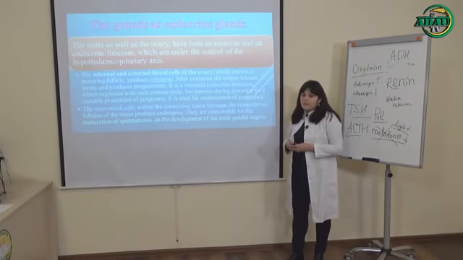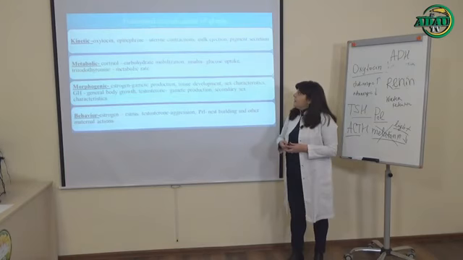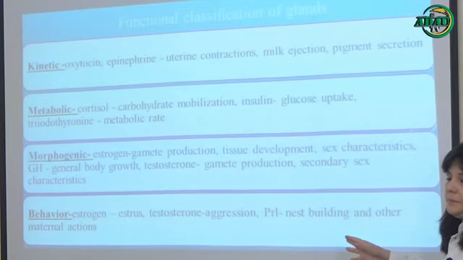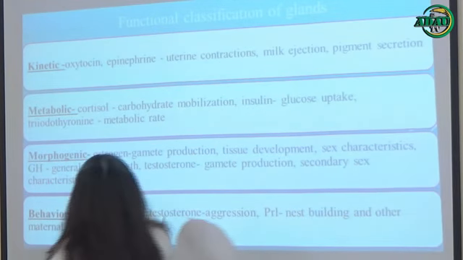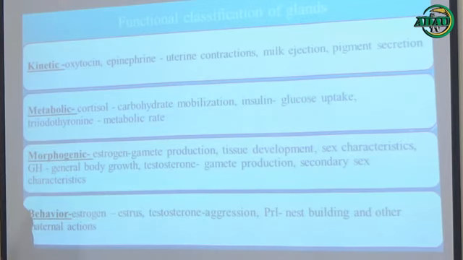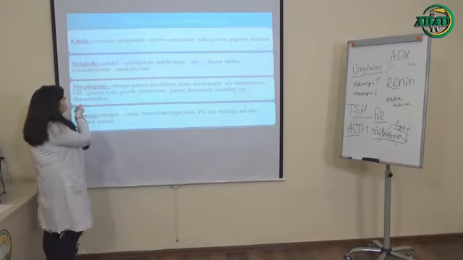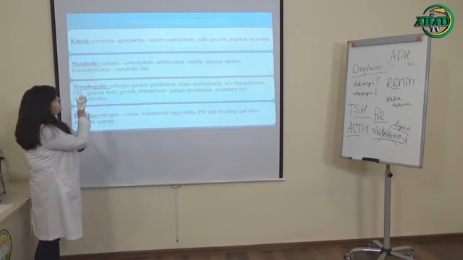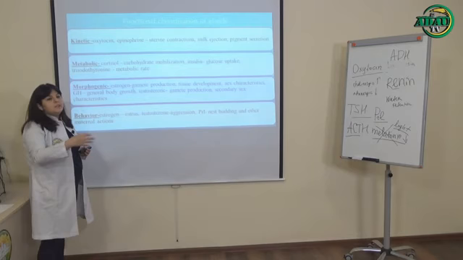We have another classification of the endocrine glands, and this is mainly a functional classification. Here I'd like to show you the kinetic hormones, metabolic, morphogenic, and behavioral hormones. What does it mean? For example, when we talk about kinetic, this is epinephrine, this is oxytocin, which mainly, so kinetics means movement.